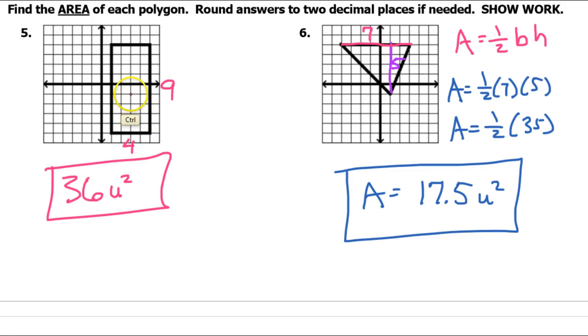All right, so if you have a rectangle, you just do length times width. If you have a triangle, it's 1/2 base times height.